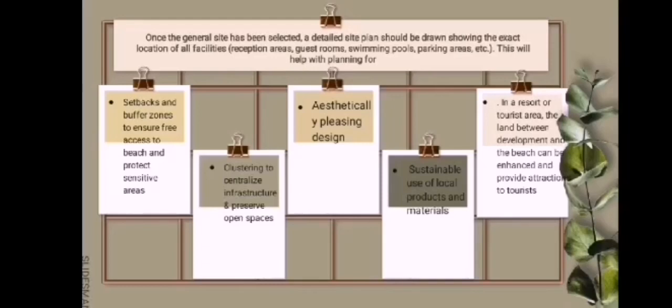So next is clustering to centralize infrastructure and preserve open spaces, just like what happened in Boracay. The third is aesthetically pleasing design. Fourth is sustainable use of local products and materials. And the last is that in a resort or tourist area, the land between development and the beach can be enhanced to provide attractions to the tourist.